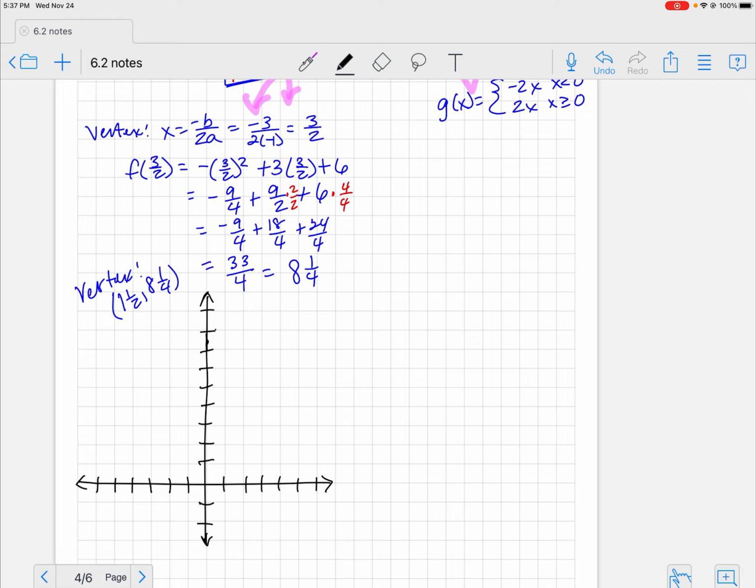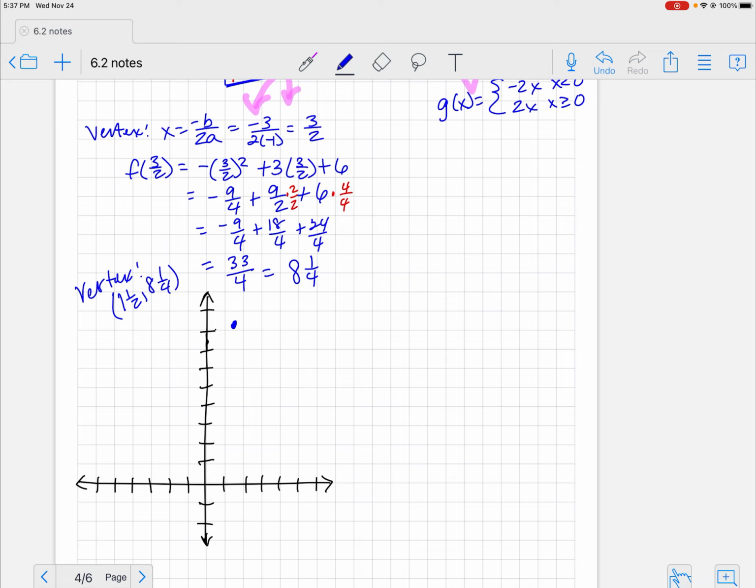So we don't really need that. I know my vertex is at 1 1/2, 8 1/4. So 1 1/2, gauge it right here, and up here at 1, 2, 3, 4, 5, 6, 7, 8 1/4. So 1 1/2 and 8 1/4, right about there.